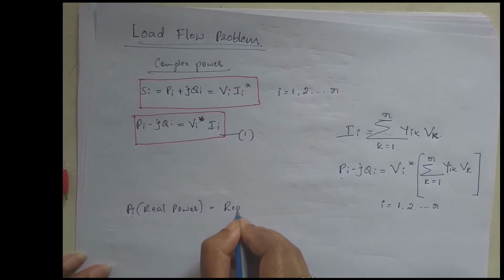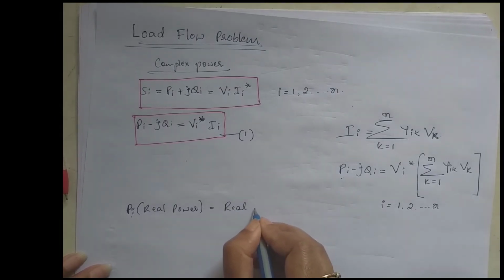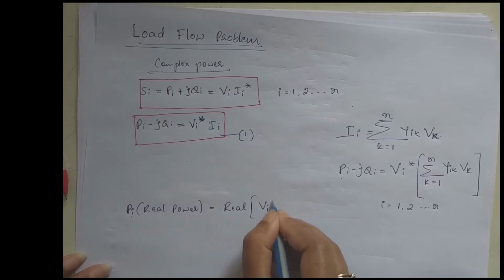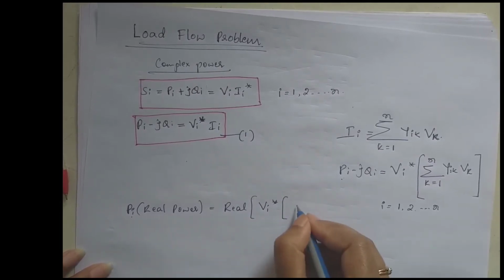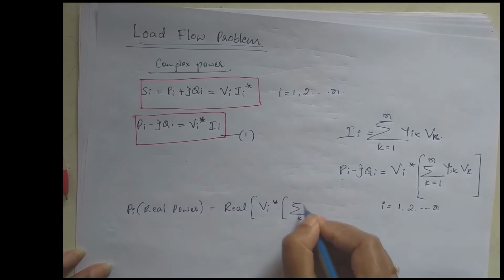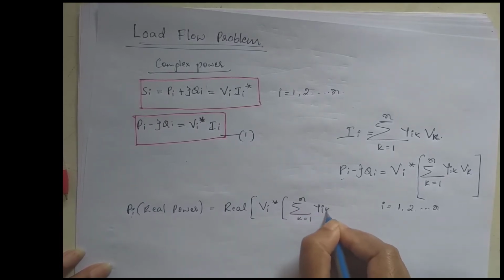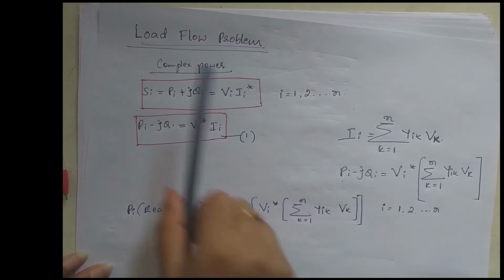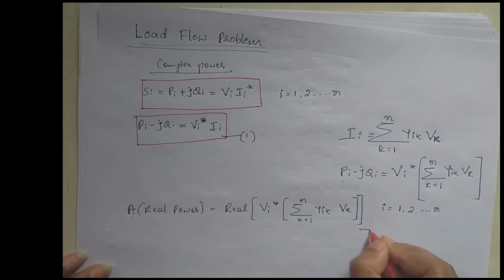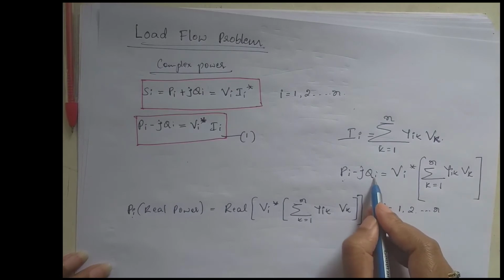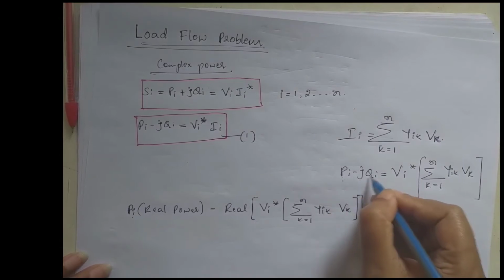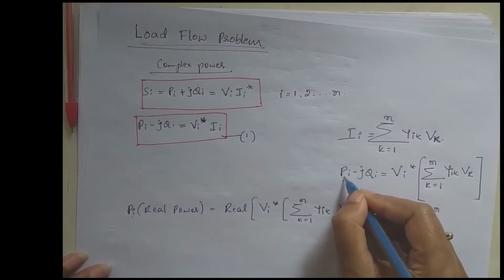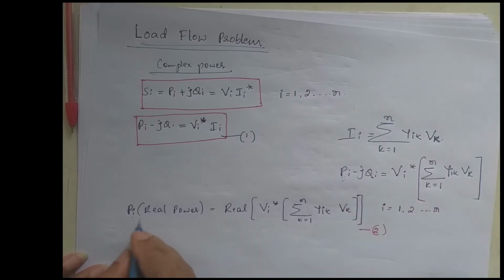So we have to take the real part outside: real of Vi conjugate summation Yik Vk. Take it as equation 2. Next, Qi. This is the real power and this is the reactive power.